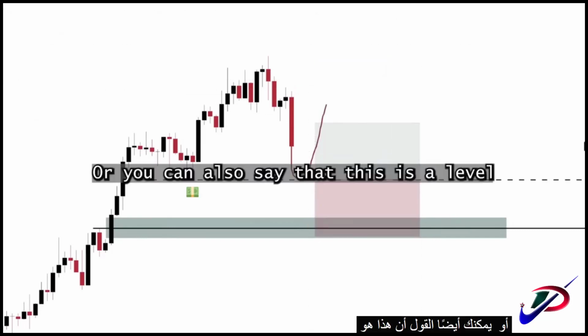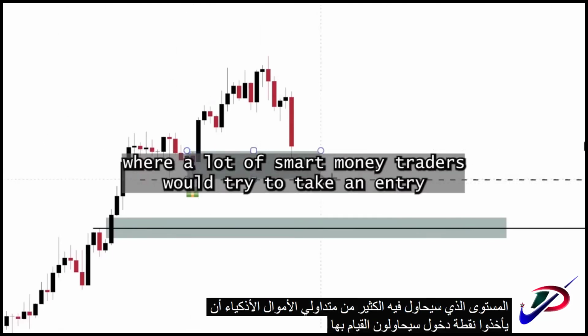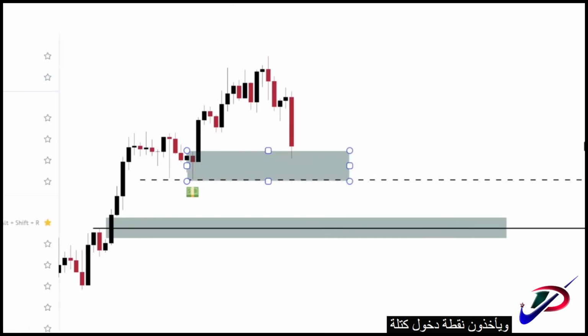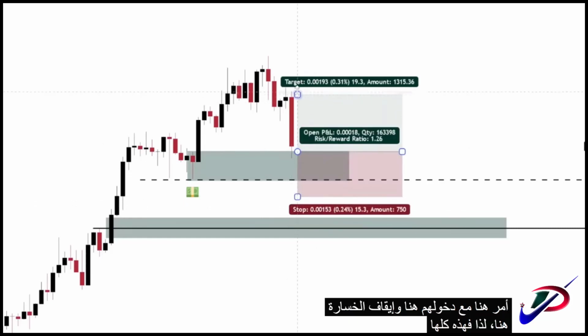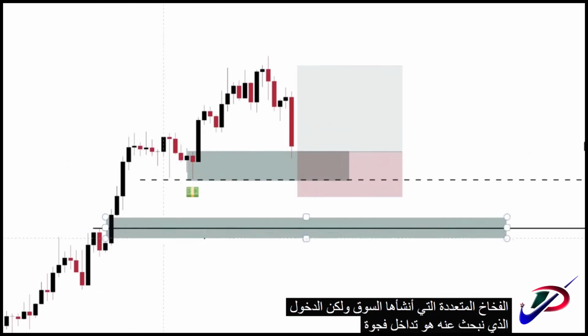Or you could also say that this is a level where a lot of smart money traders would try and take an entry. They'll try and take an order block entry right here with their entry right here and their stop loss right here. So these are all the multiple traps the market set up. But the entry that we're looking for is our overlap fair value gap.